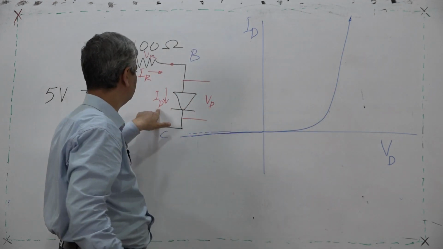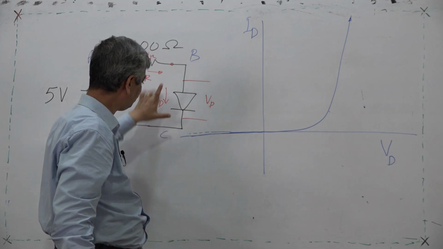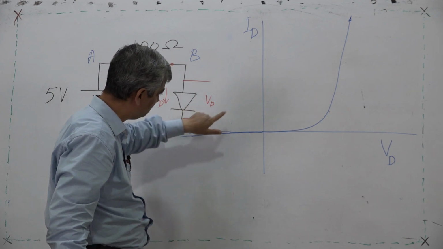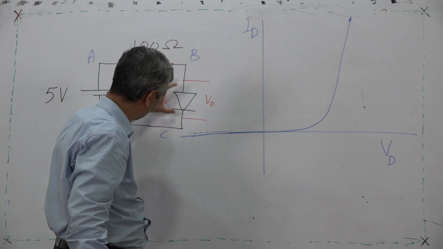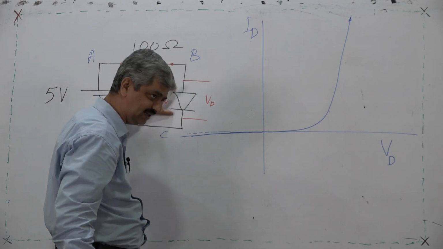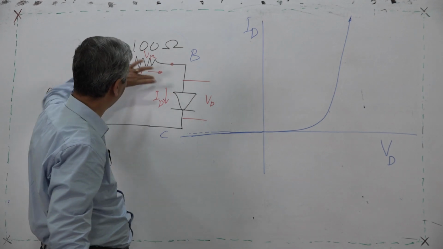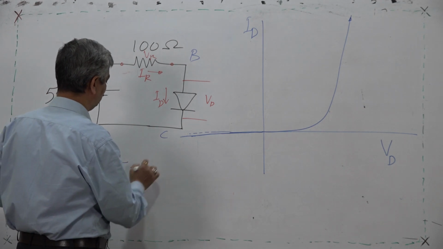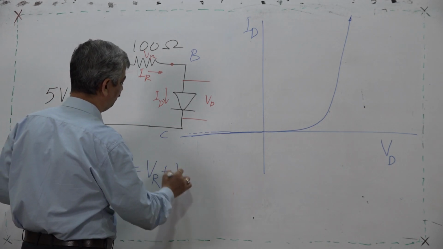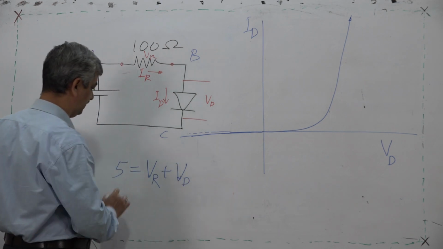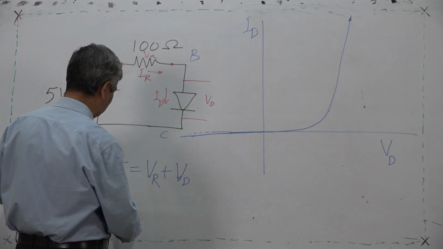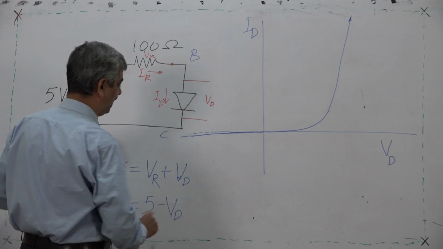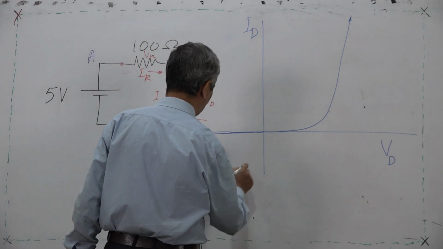So this is VD, this is ID. This is the voltage and current which will flow in the circuit as dictated by the diode. But the diode is not alone in the circuit. There is a voltage source and there is a resistor also. Now, we can have Vs equal to VR plus VD. That is very clear. So, what is VR? VR is equal to Vs minus VD, and IR is equal to ID.